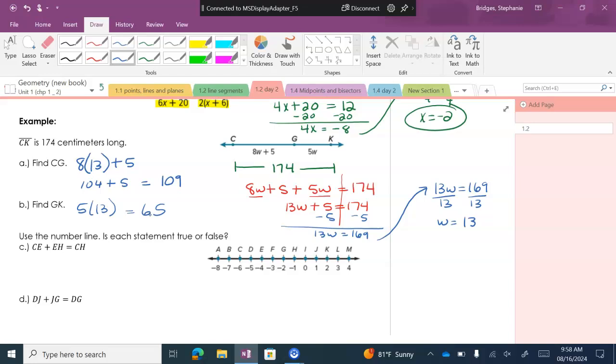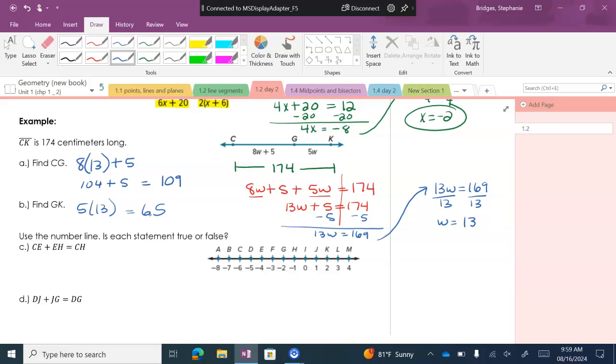Okay. So it's asking us to use the number line to determine if each statement is true or false. The first statement says that CE plus EH equals CH. What that means is the length of CE plus the length of EH is equal to the length of CH. How do I figure out how long CE is on that number line? Can I just count from C to E? Yeah, they're 1 unit apart, right? So just count. How many is it from C to E?